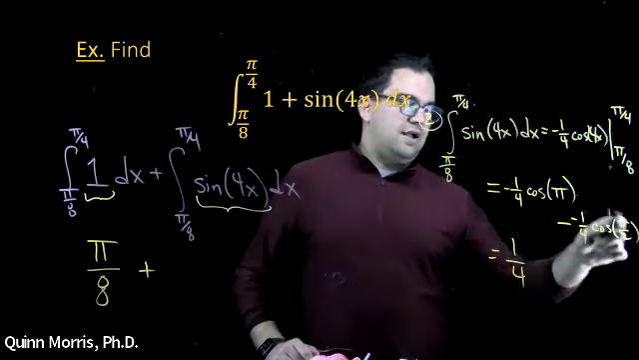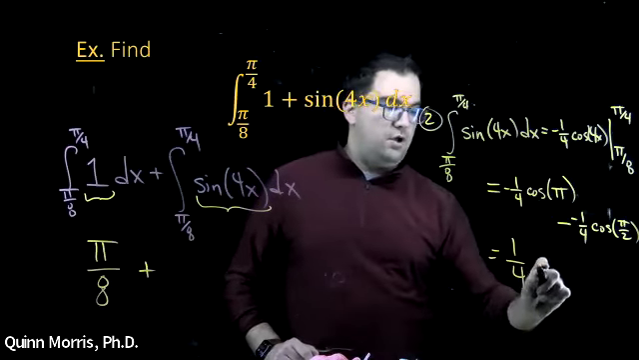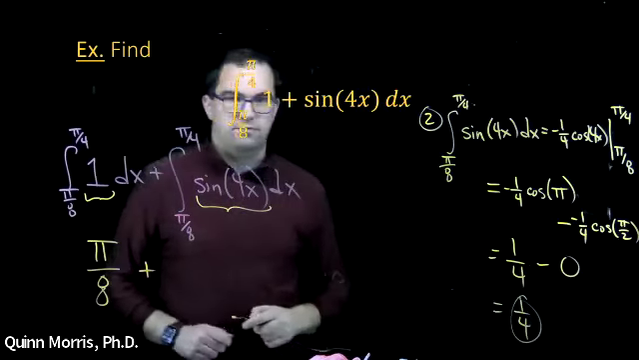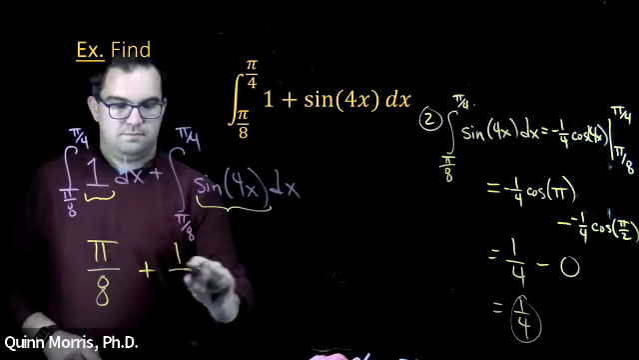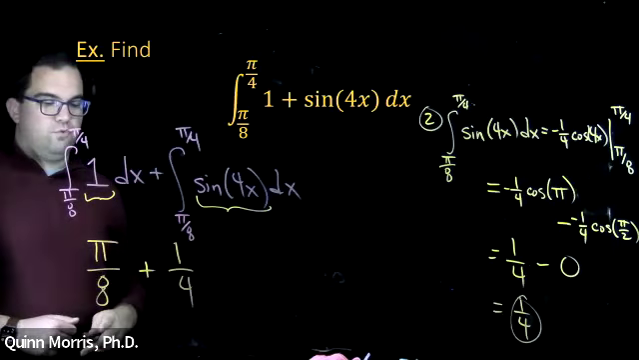Then here, let's see, I've got cosine of pi over 2. Cosine of pi over 2 is 0. So this whole term is 0. And so I get my final answer of 1/4. So in this case, I get pi over 8 plus 1/4.